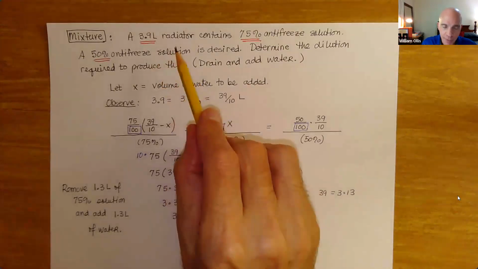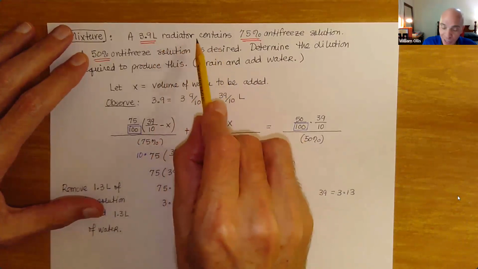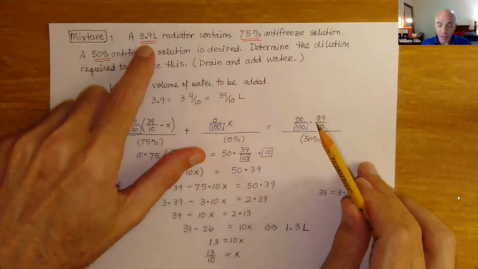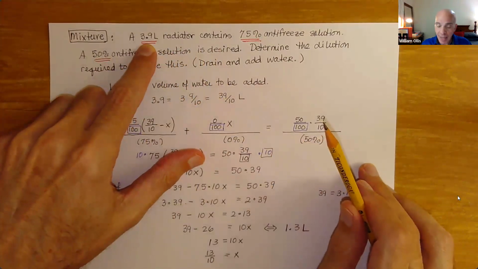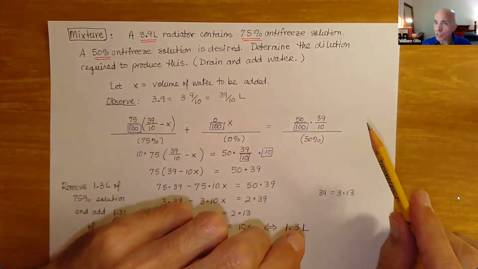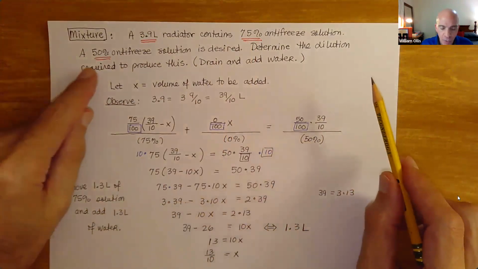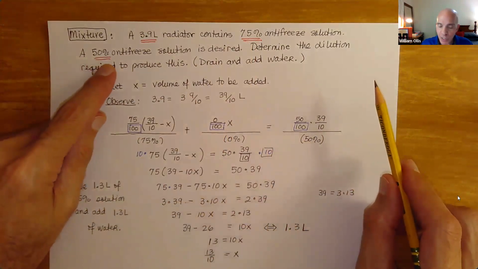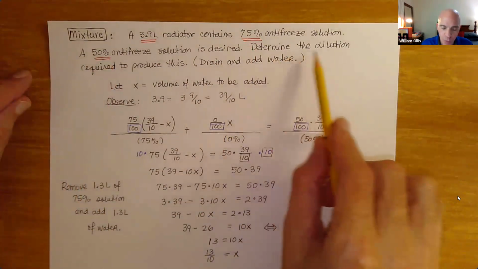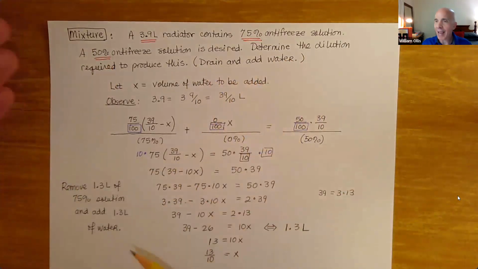So here's what we're given. We're given a 3.9 liter radiator. So you've got a radiator in your vehicle that has a volume of 3.9 liters, and it contains 75% antifreeze. Okay, so again, pretty concentrated. Now, a 50% antifreeze solution is desired. So what we're asked to do is determine the dilution required to produce this. And what I've written here is drain and add water.